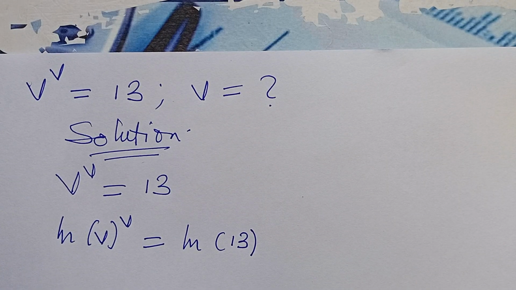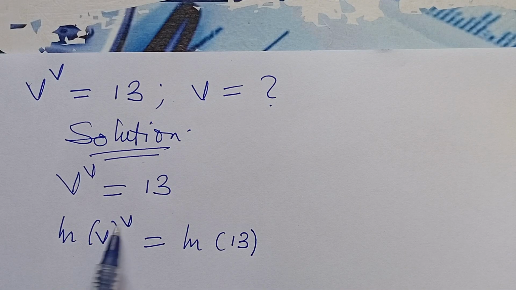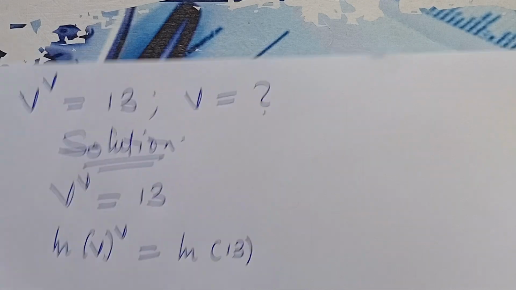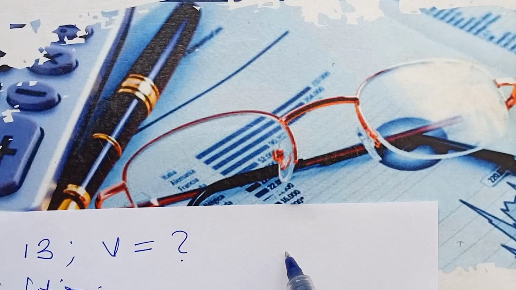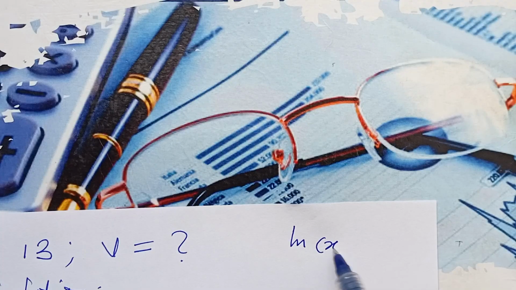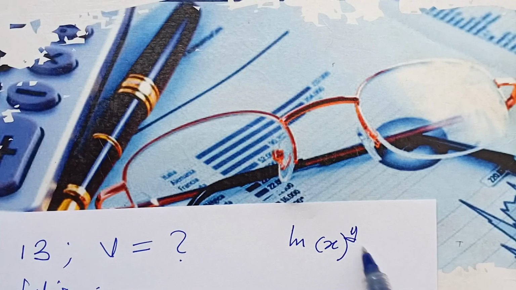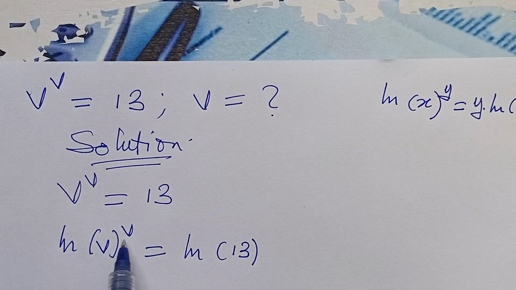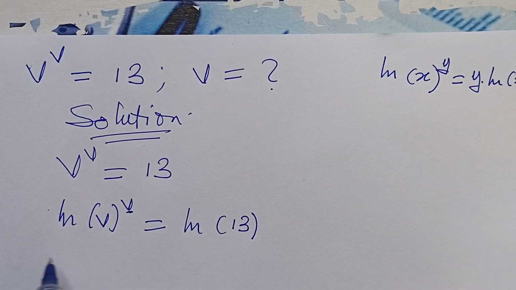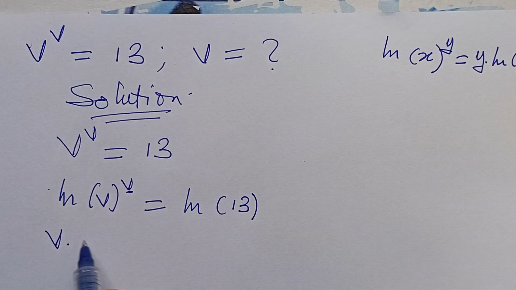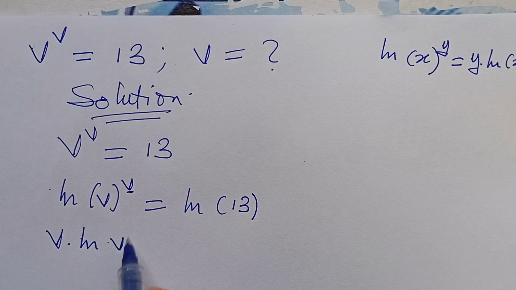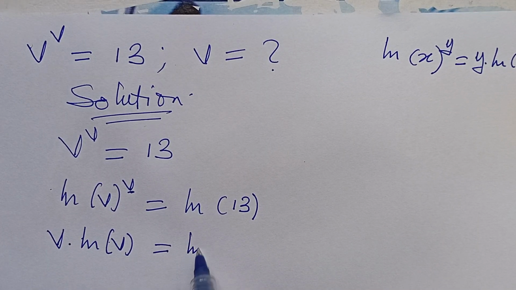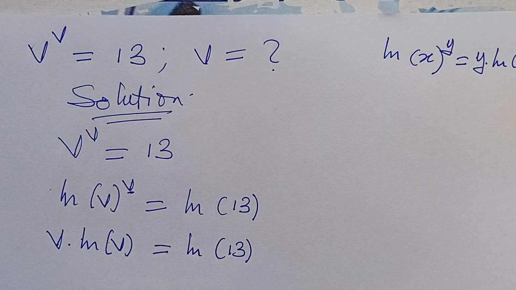Okay, so we're going to make use of the property of logarithm, which says that when we have an exponent here and we have a log function here, we move it to the other side. And so the law says that if you have the ln of x raised to the power of y, this is equal to y times the ln of x. Okay, so with this, we're going to move these exponents to the side. So this is going to give us v times the ln of v equal to the ln of 13 on this other side.